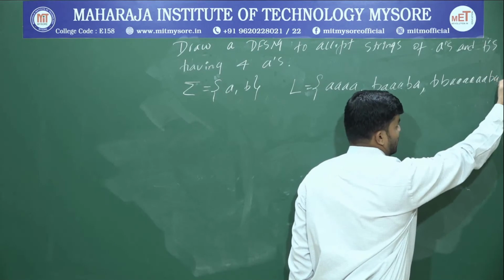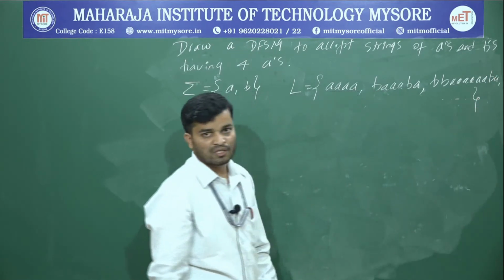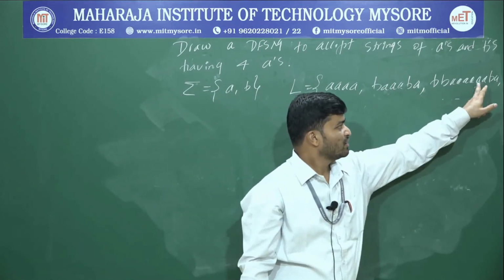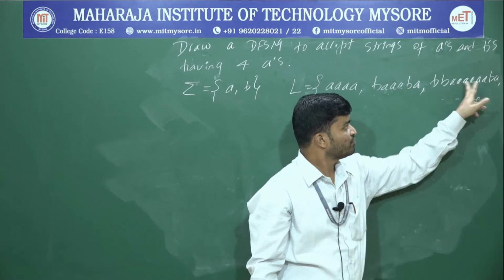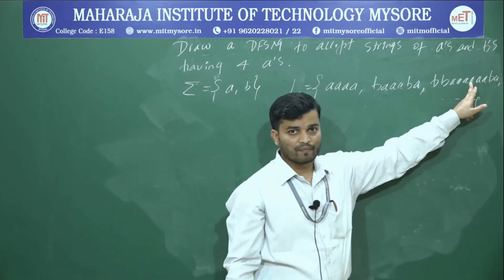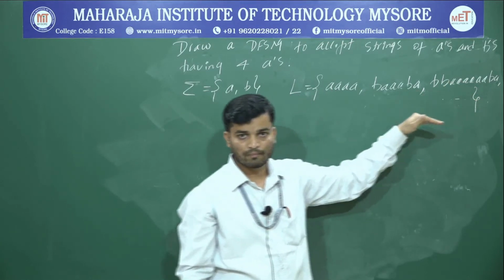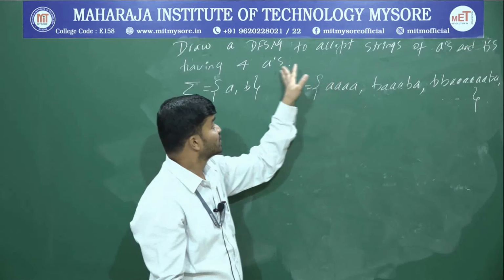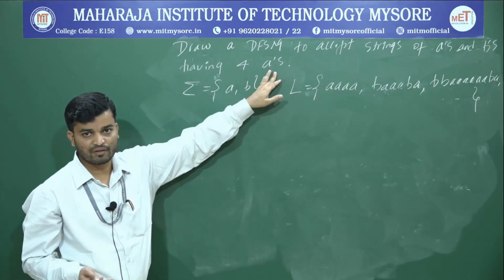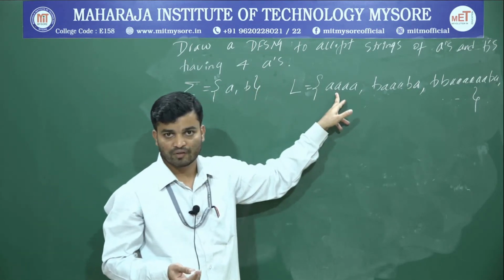B A, and you can form N number of strings. If you observe here, I have 4 A's, 5, 6, 7 A's. But the requirement is 4 A's, either continuous or at any position. There should be at least 4 A's, 4 or more number of A's. So the minimum number of A's is 4, so in the worst case we get 4 A's.